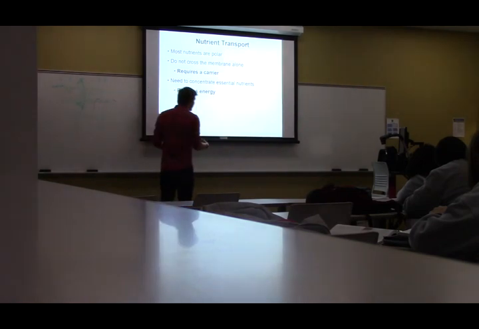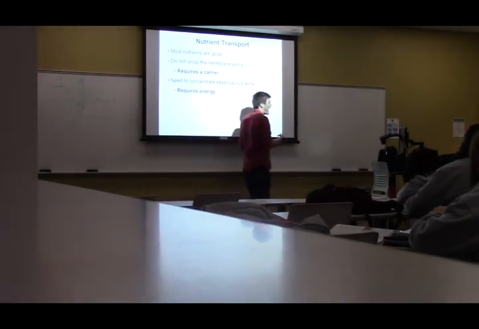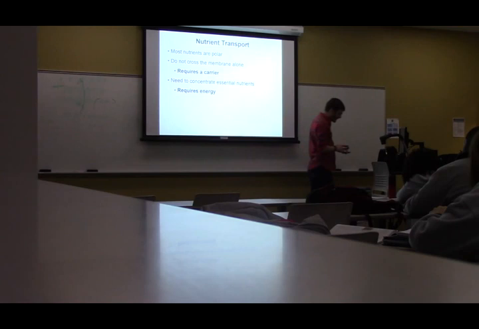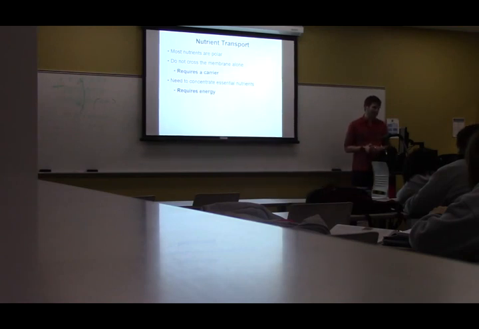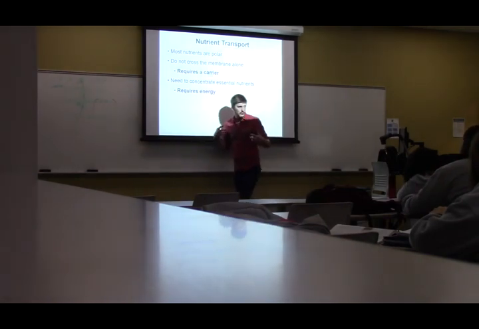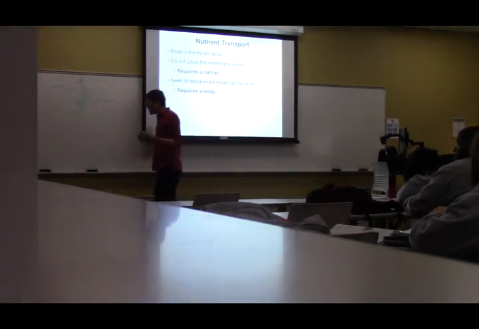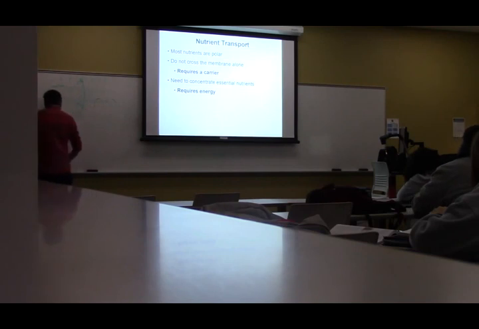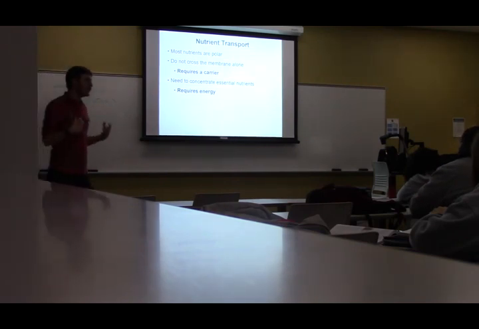So, getting nutrients into the cell is complicated. Okay? It is not something that is easily done by the cell. It requires energy and it requires a lot of stuff for it to work properly. But it does this because if it doesn't, then it will die very, very quickly. Because then it's no longer in control of its environment.